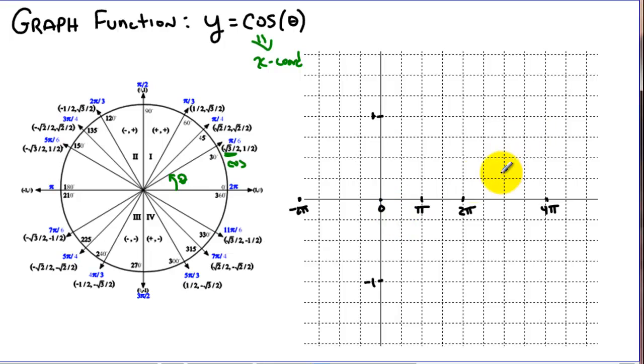So let's kind of do the same thing we did. Let's hit the pi over 2 units. So at 0, we're up at 1. At pi over 2, we're at 0. At pi, we are at -1. And at 3 pi over 2, we're back at 0. And at 2 pi, we're back to 1.